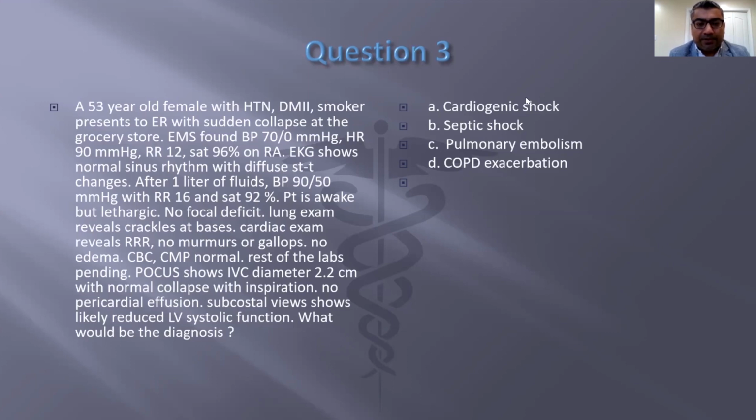After 1 liter of fluid, blood pressure comes up, respiration goes up, and the saturation is 92%. Patient is awake but lethargic, no focal deficit. Lung exam reveals crackles at bases. Cardiac exam reveals regular rate and rhythm, no murmurs, no S3 or S4, no edema. CBC and CMP come normal in the ER. Rest of the labs are pending. POCUS shows an IVC of 2.2 centimeters with normal collapsibility with inspiration. No effusion of the pericardium or ascites. Subcostal views show likely reduced LV systolic function. What would be your diagnosis?